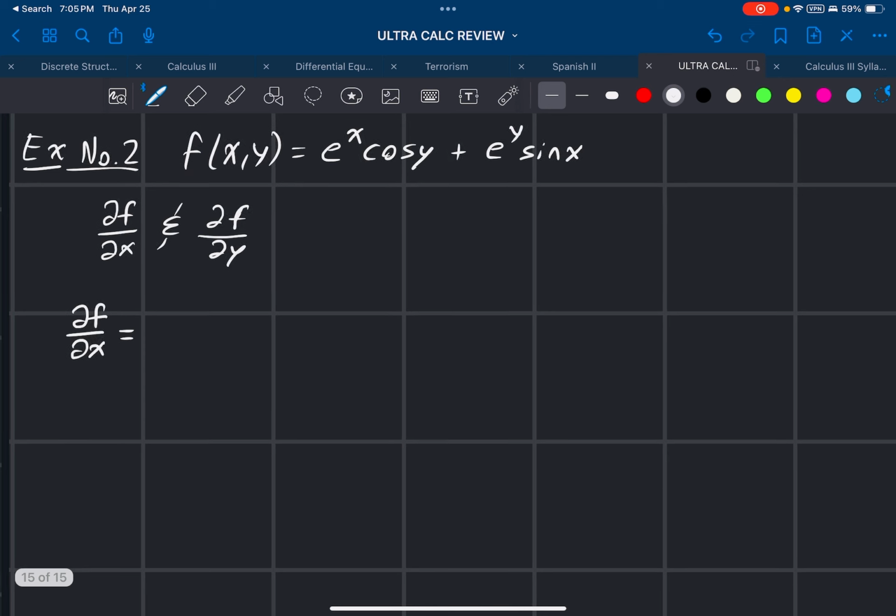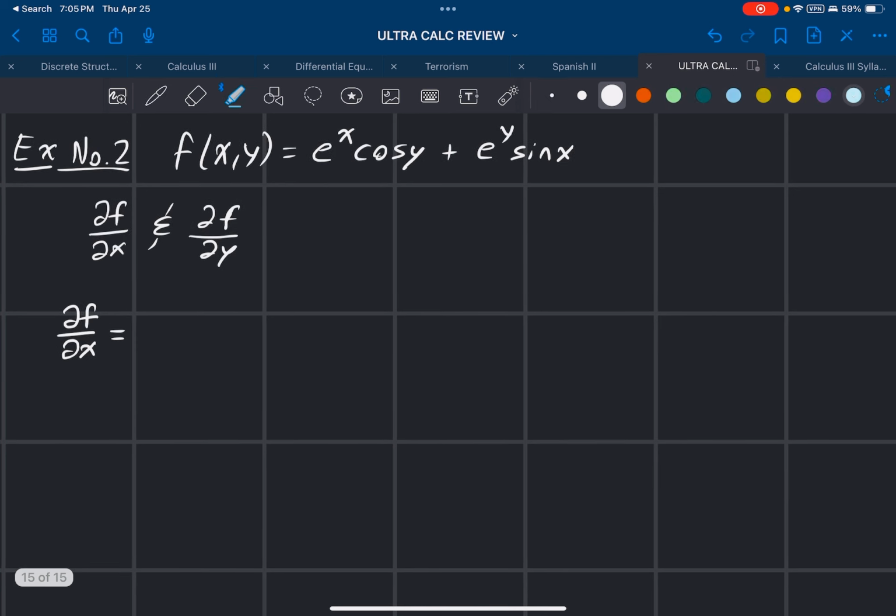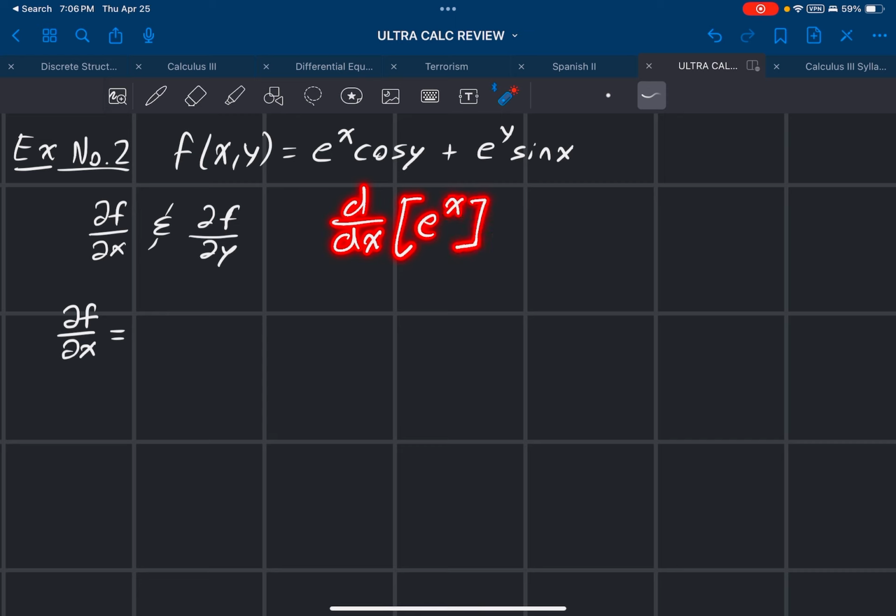Let's start with partial with respect to x. So this first part here, what I notice is that we only have one x term, and then we have a y, and then we have an x. So for this first one, we only have one x, and that's with e to the x. And we know that the derivative of e to the x, so this is basically equivalent to, actually, no, let's do a different variable.